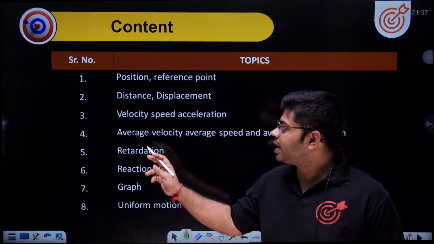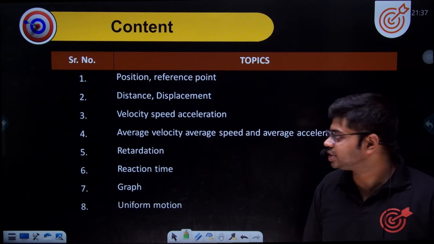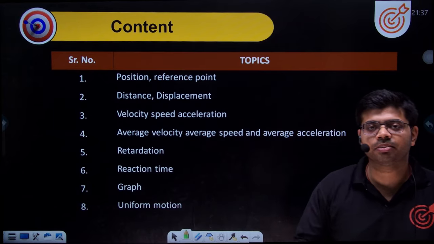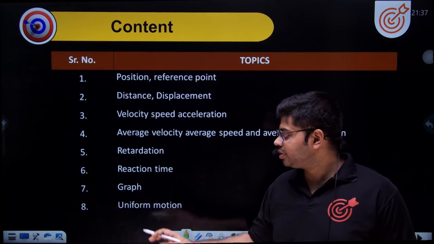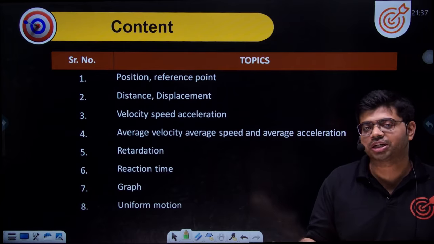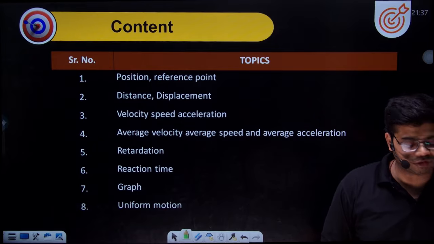Then we'll talk about average velocity, average speed and average acceleration. Then we'll talk about retardation, which is nothing but negative of the acceleration, reaction time, graphs, and we'll see how many kinds of motions are there. We'll discuss uniform motion and non-uniform motion briefly.